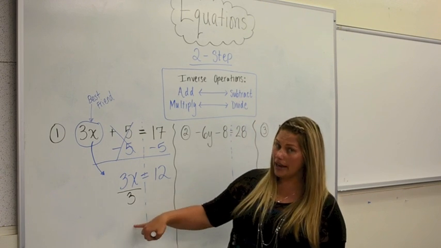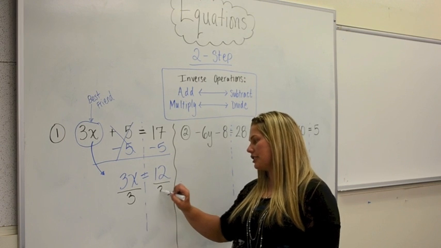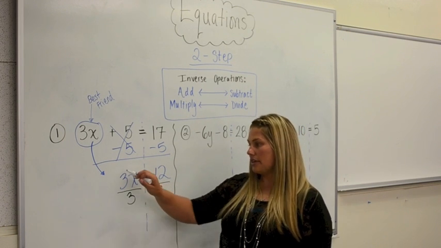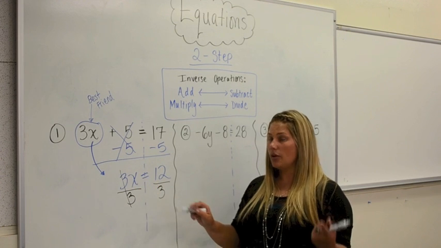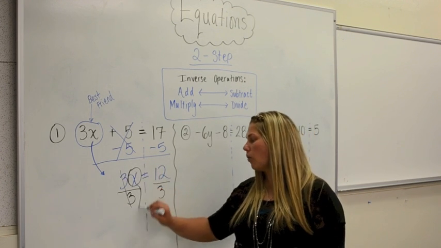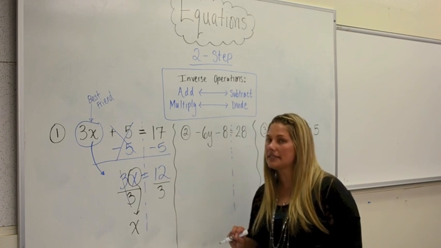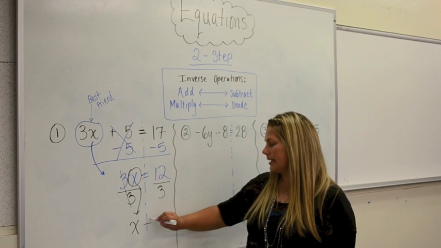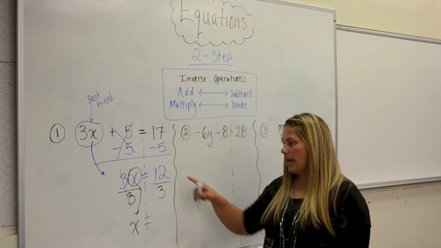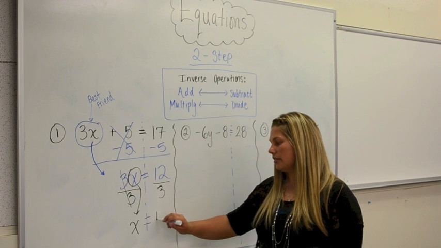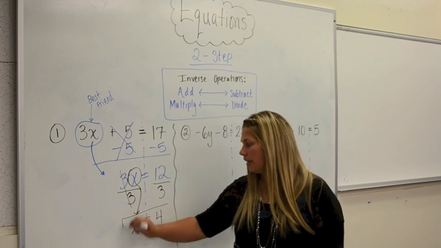But remember, what I do to the left side, I have to do to the right side. 3 divided by 3 is really just 1. So I have that 1x on the left side. On my line is where I put my equal sign. And 12 divided by 3 is 4.